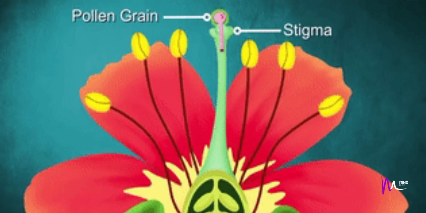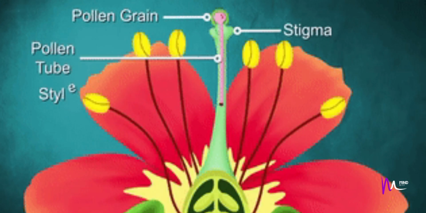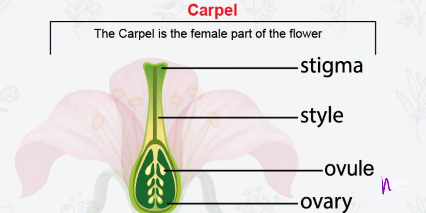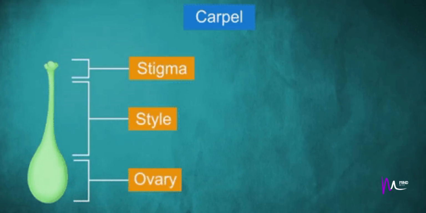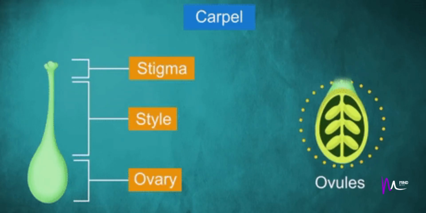Ovary is the bowl-like shaped structure at the base of the pistil. This is the part that holds the ovules. Ovules are flower parts that develop into seeds after fertilization, the joining of pollen and ovule.